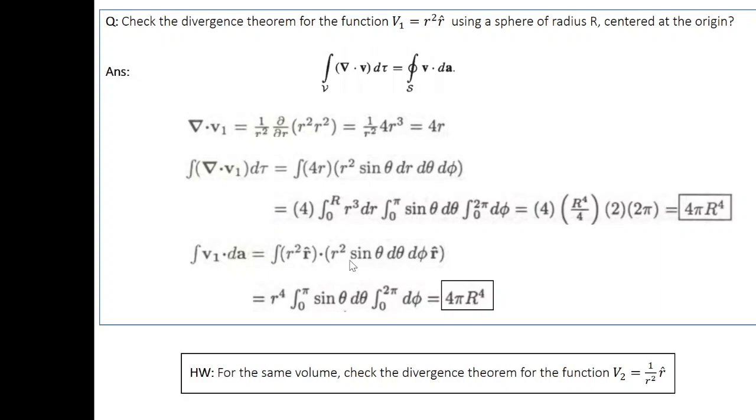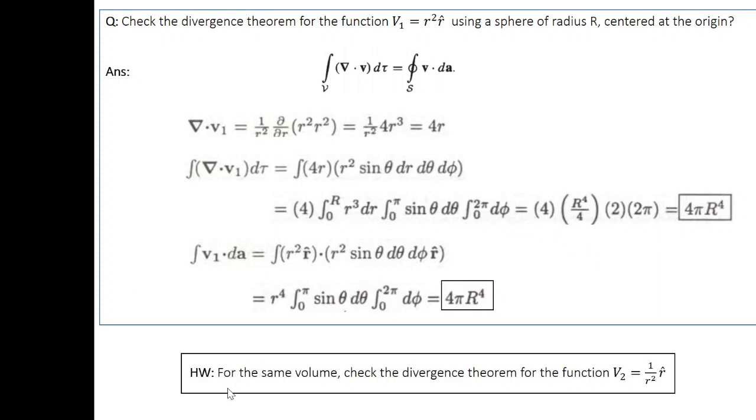Okay, so this is a double integral. You are integrating with respect to theta and phi. So R to the power 4 is a constant. Take it outside the integral. Apply the limits. And since you are integrating over the surface, the value of the radius is capital R. So once again, you get 4 pi R to the power 4. So you have proven that the divergence theorem is valid for spherical coordinates as well.